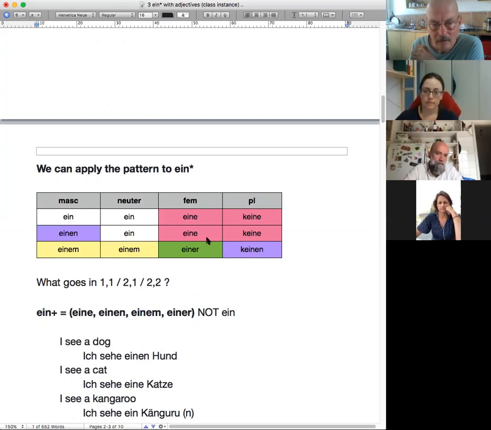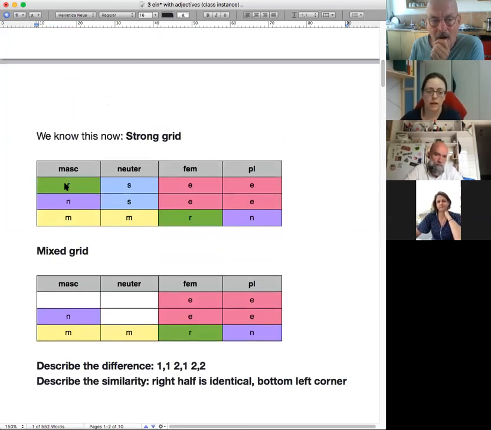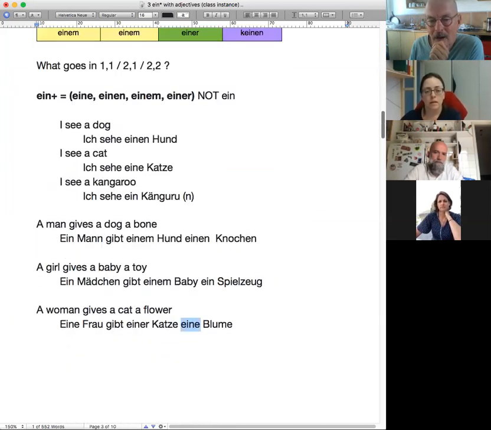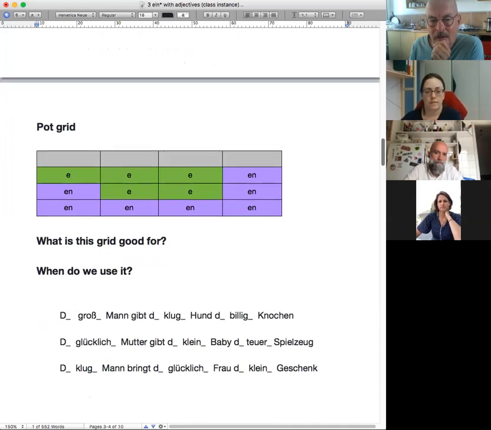Notice this. If feminine, you've only got a choice of two: eine or einer. In neuter, you've only got a choice of two: ein or einem. In plural, you've only got a choice of two: keine or keinen. It's only masculine that gives you a choice of three: R, N, M, S or M, E or R, E or N. So it's not as bad as at first it seems.